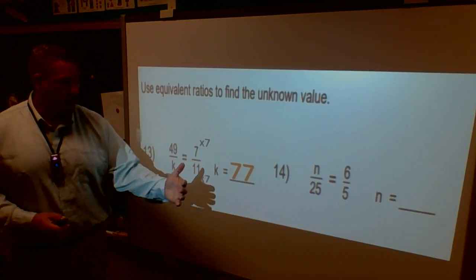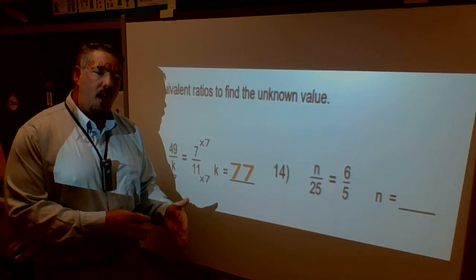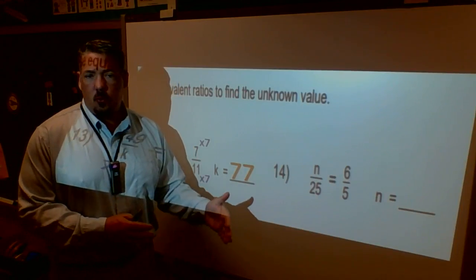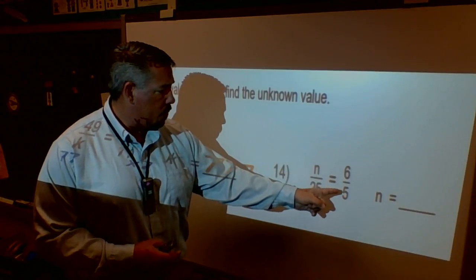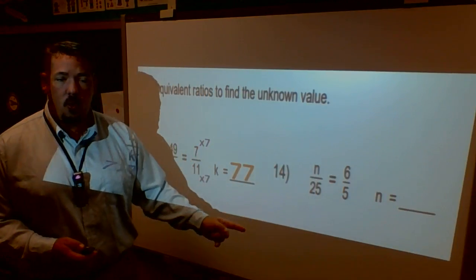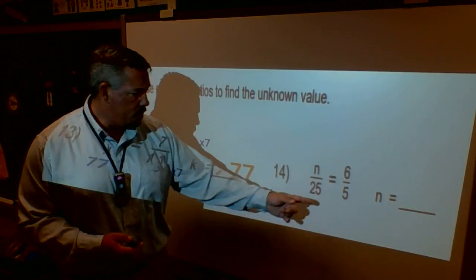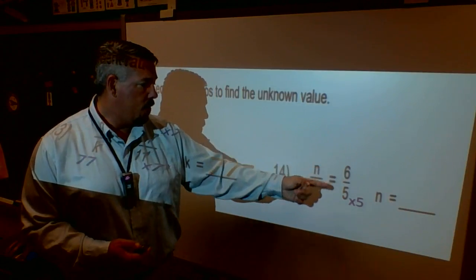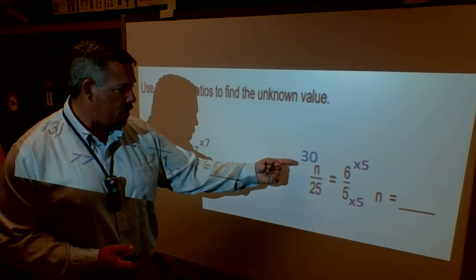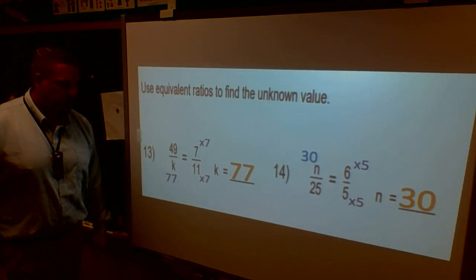I do the same thing on 14. I have an improper fraction, but that's fine because it's not a fraction in this case. It is a ratio written in fraction form. So I'm going to leave it as an improper, but I'm going to ask, what am I doing to 5 to get 25? Because I can't do anything to 6 to get a letter in. Well, I would multiply it by 5, and therefore I have to multiply my numerator by 5. And 5 times 6 gives me a numerator of 30. So I know my n is 30.